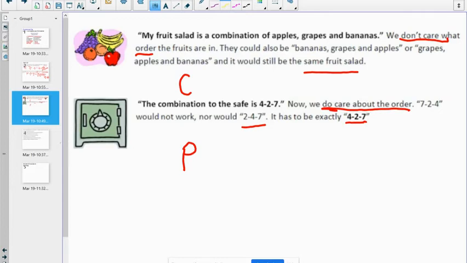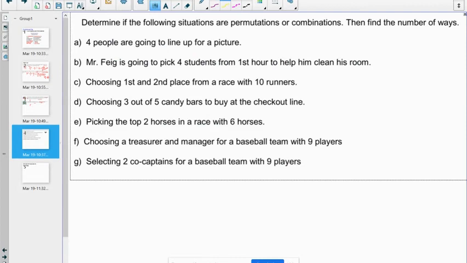Now we're going to get some practice with deciding if it's a combination or a permutation. So if we have 4 people lining up in a picture, we know order does matter in this case, so we know it's a permutation. And to calculate it, we can just take 4 factorial, because we've had a lot of practice with permutations by now, so we know 4 factorial is just 24.